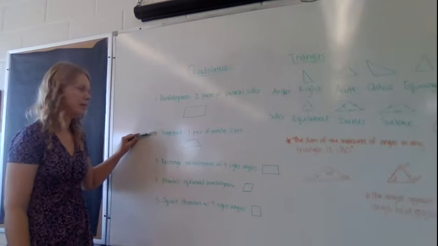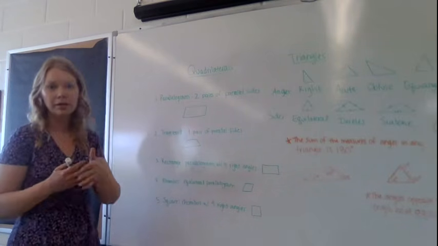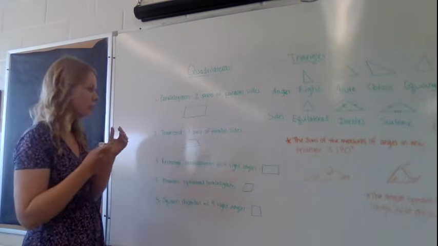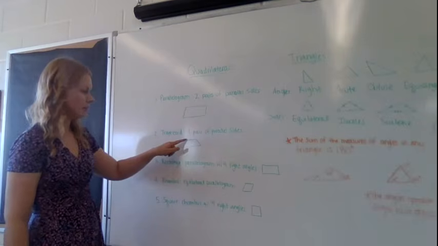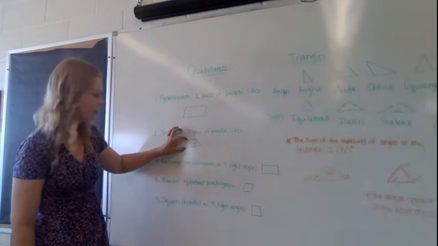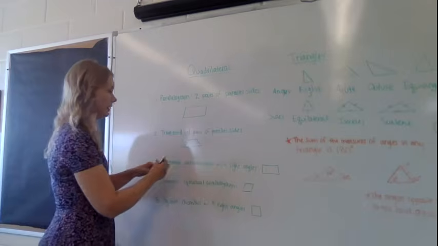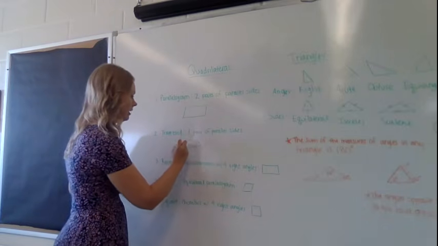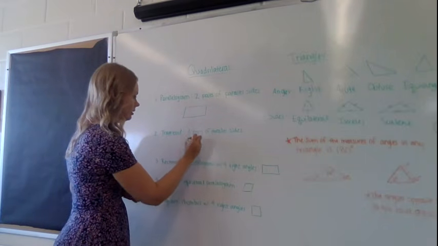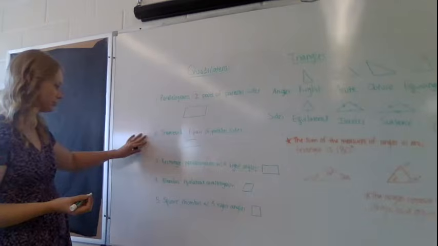A trapezoid has 1 pair of parallel sides, okay? And if it has 2 pairs, then it's a parallelogram. So only 1 pair of parallel sides. You can see here in this trapezoid that the 2 horizontal lines are parallel, and then these lines are not parallel, right? So if we were to extend them out, they will intersect, okay? They are not parallel.